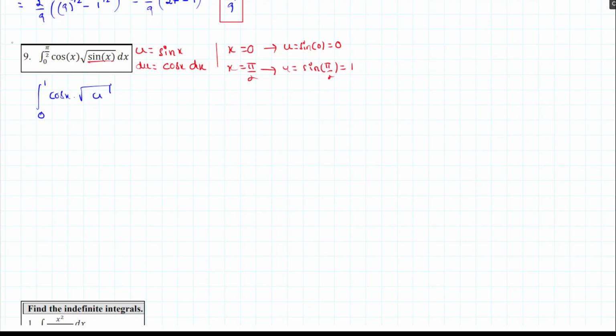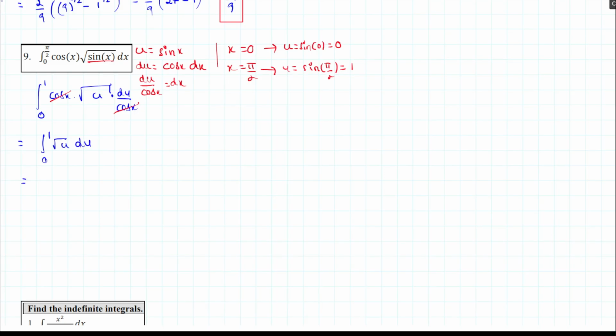Here, dx can be written as du over cos x. So dx is du over cos x. Now cos x gets cancelled. So this becomes the integral from 0 to 1 of square root u du.